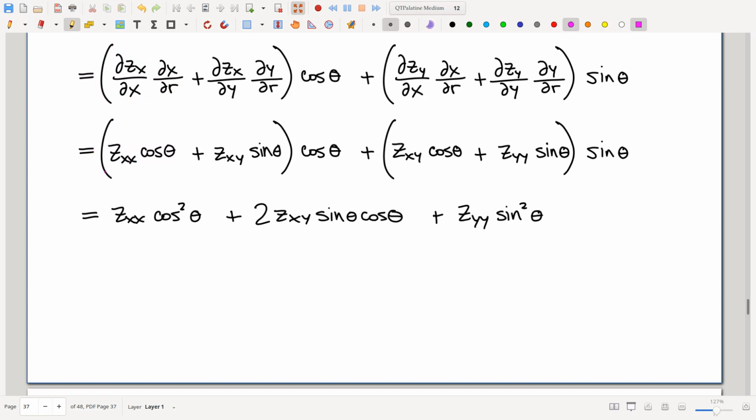This is also equivalent to just doing z of x cosine of theta plus z of y sine of theta, squared.